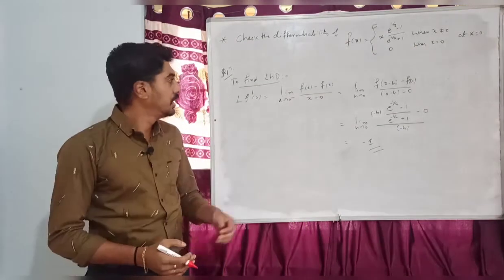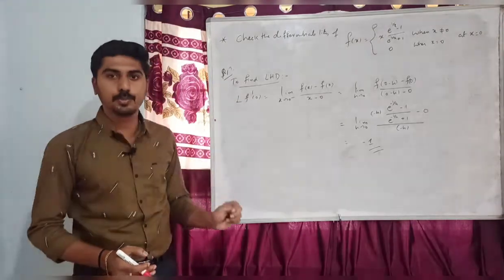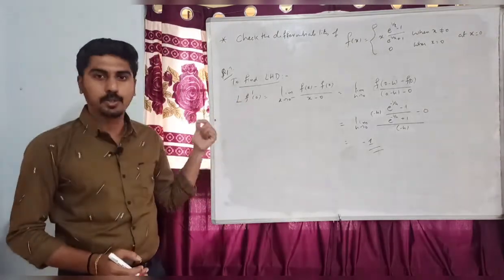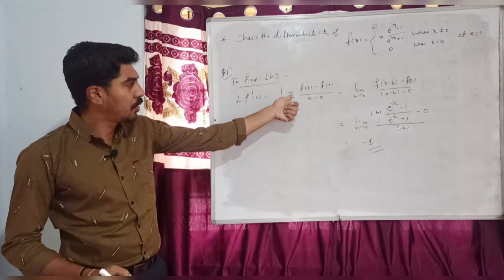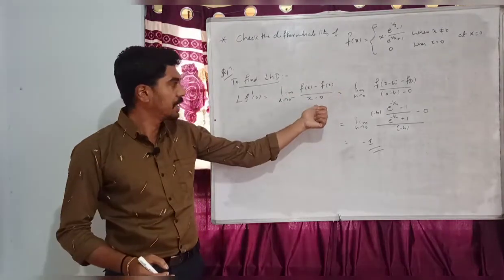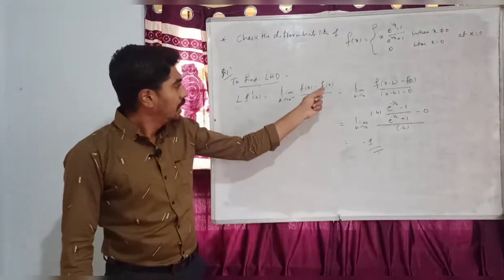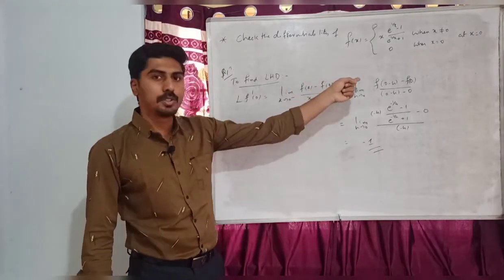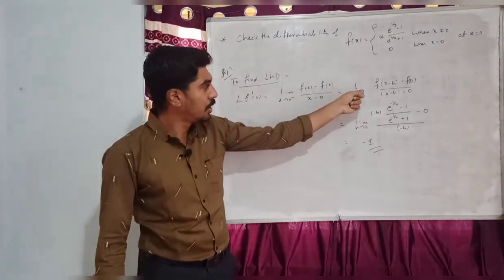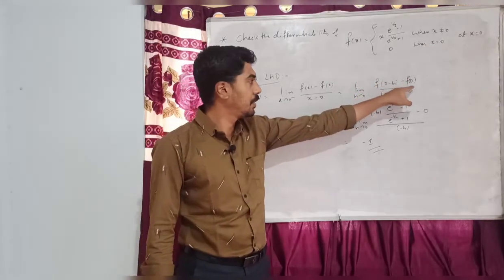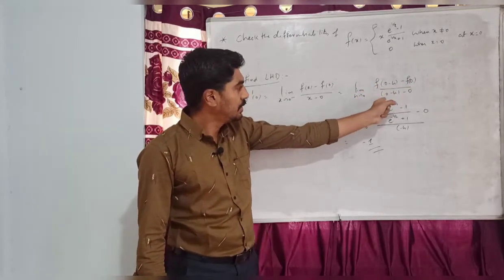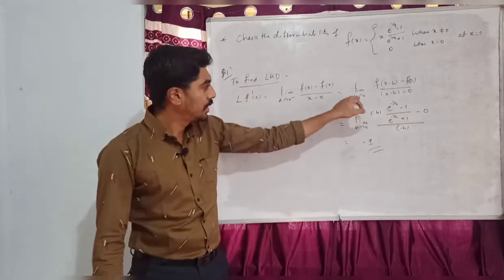First, let us find out the left hand derivative at x equal to 0. L f dash of 0 is defined as limit of f of x minus f of 0 divided by x minus 0 as x tends to 0 minus. When I substitute x equal to 0 minus h, I get here limit of f of 0 minus h minus f of 0 divided by 0 minus h minus 0 as h tends to 0.